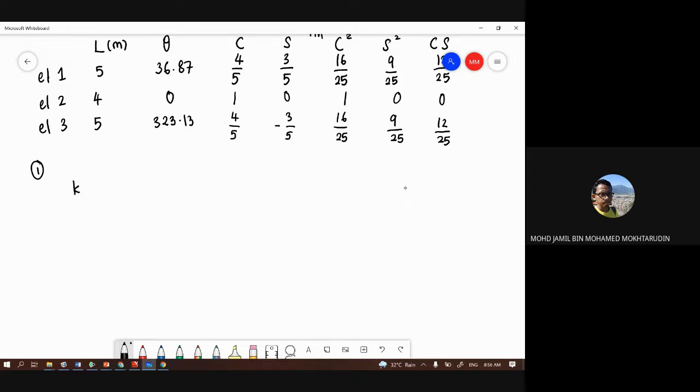So k bar for element 1 is EA over L. A and E are the same, but the difference is the L. So E is 69 gigapascal multiplied by 225 millimeter squared, and then divide by 5. So here you get 3.105 times 10 power of 12.